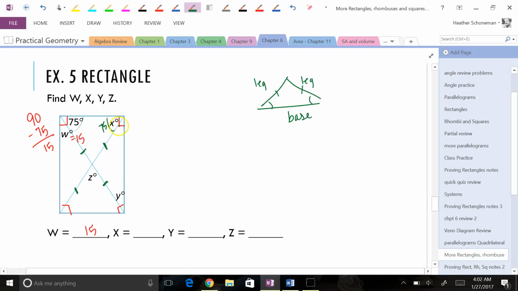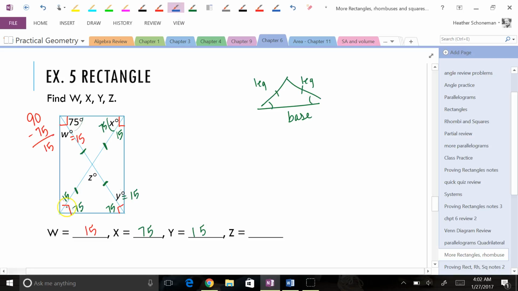Okay, they didn't ask us to find it, so let's throw in a few more. So 75 and the one next to it, they form a corner, so that's 90. 90 minus 75 is 15. 15 and Y, they're base angles, so that's 15. They got a corner, they add to 90. 90 minus 15 is 75. Down here we have base angles, they're congruent, this is 75. Oh, got a corner, this is 15. So, we can fill in some more angles. Looks like X is 75, Y is 15.